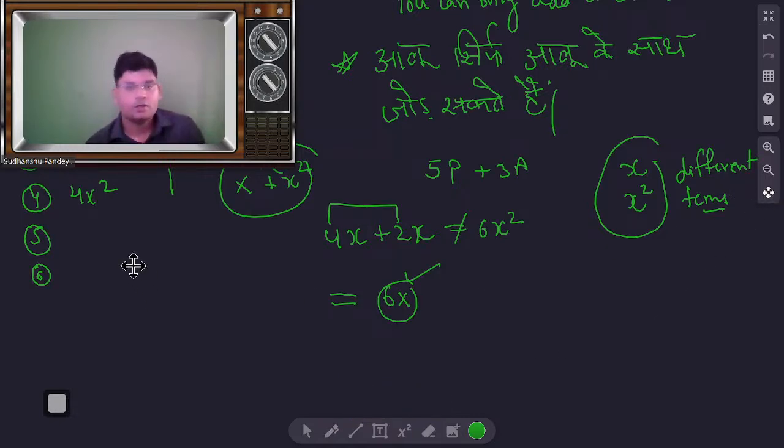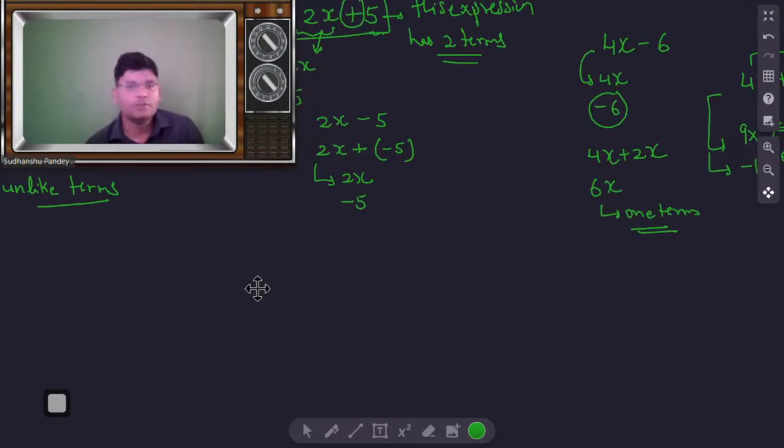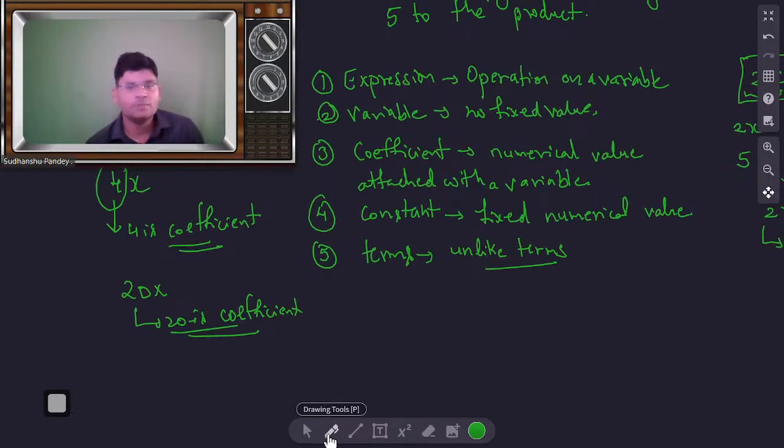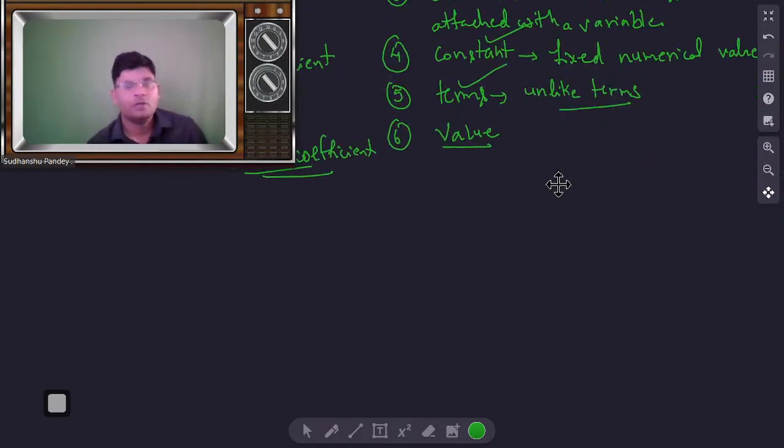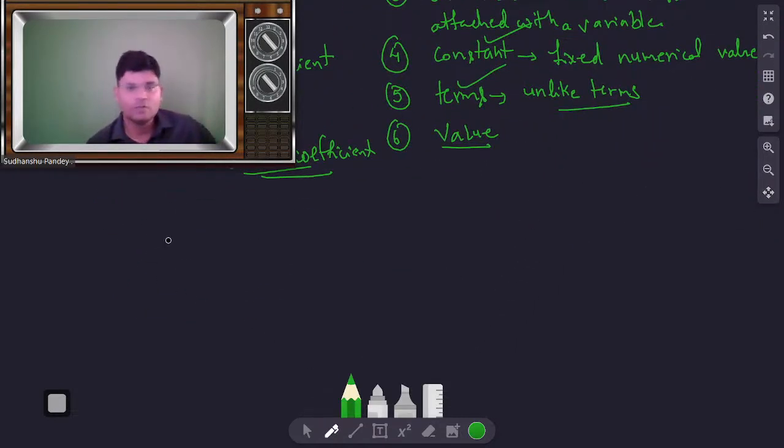Okay, so till now what else have we understood? We have understood terms. We have understood what is an expression, what is a variable, what is a coefficient, what is a constant, what are terms. Now there is one more thing, value. An expression has some value. For different numbers it has different values. Suppose I am writing an expression 2x plus 5.